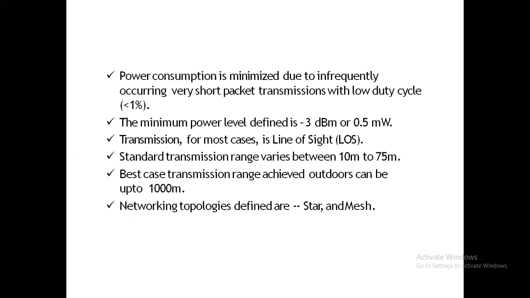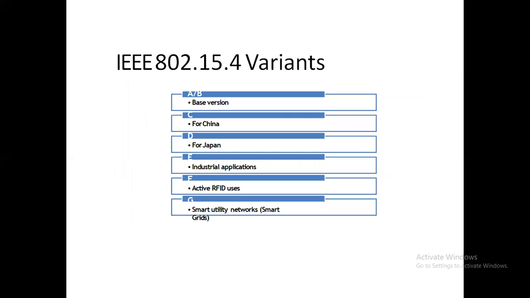These are the topologies used when you want to use these protocols. Okay, IEEE 802.15.4 variants, base version. Okay, C for China. Let us assume these are all different areas. Okay, we want to achieve RFID and use utility network services.